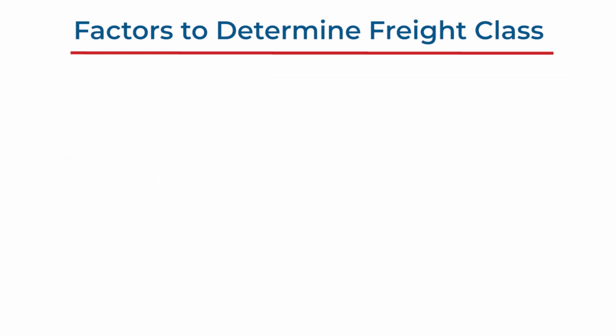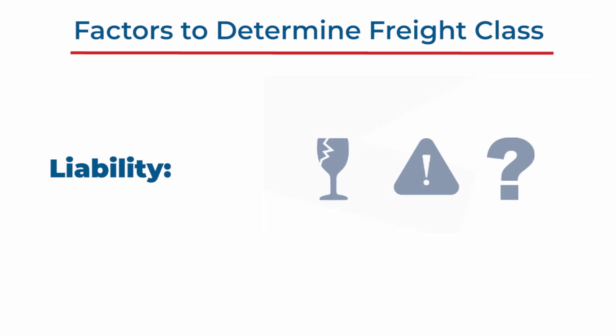The final factor is liability. Liability is the probability of freight theft or damage to adjacent freight. Perishable cargo or cargo prone to spontaneous combustion or explosion is classified based on liability and assigned a value per pound, which is the fraction of the carrier's liability.